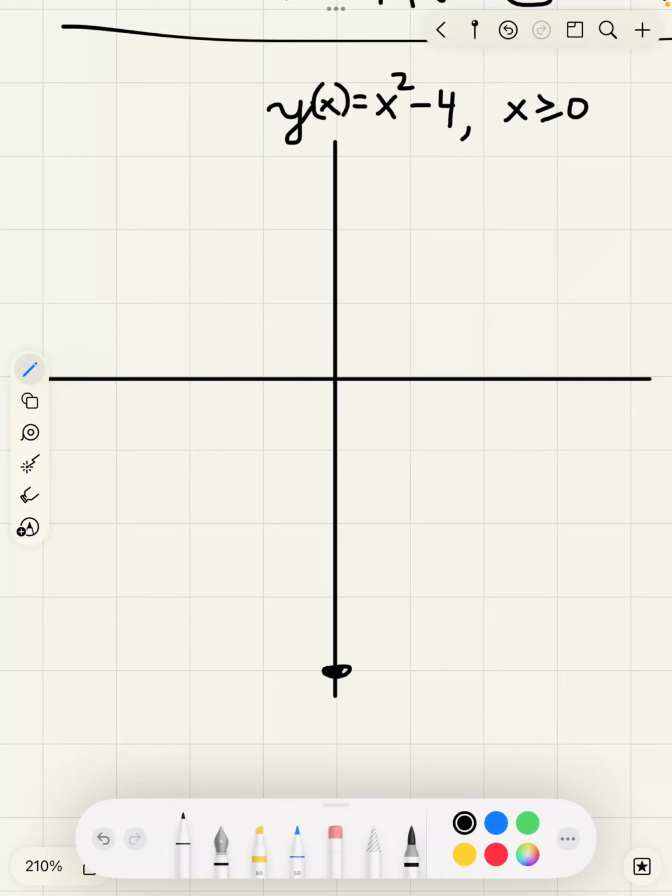And I can make my shape for the parabola using a few more points. So if I go over to x equals 1, y would be equal to negative 3. If I go to x equals 2, y would be equal to 0. And so on and so forth. So we know that this is going to make the right side of a parabola.